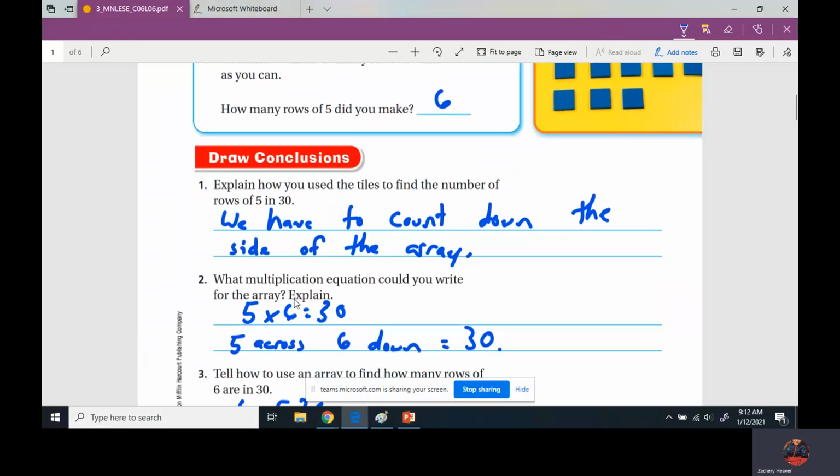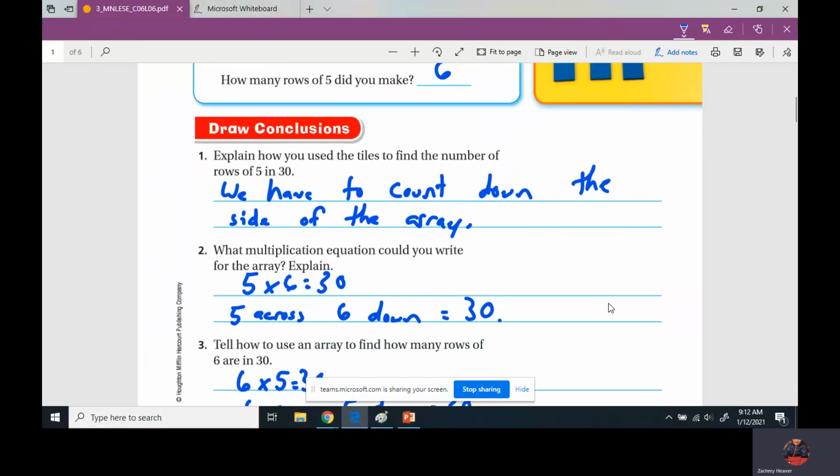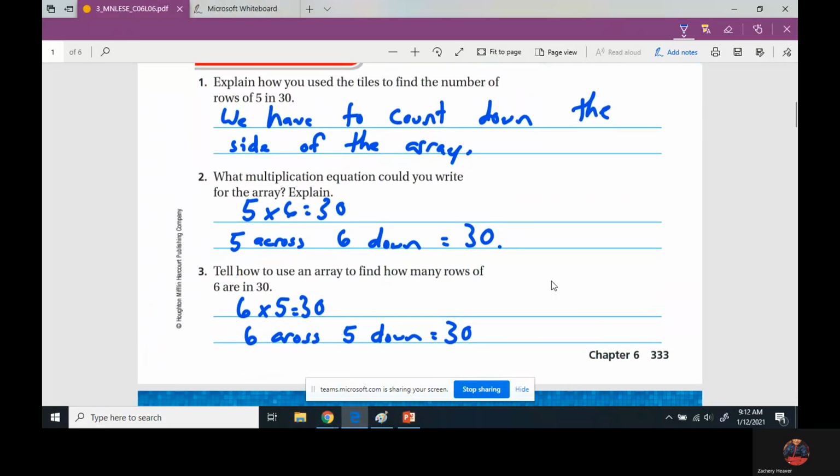What multiplication equation could you make? Well, that's simple. 5 times 6 equals 30. That's 5 across, 6 down, and we know that equals 30. And then if you want to do 6 rows in 30, it would just be 6 across and 5 down, because we know 5 times 6 and 6 times 5 are the exact same. That's called the commutative property, okay? 5 times 6 and 6 times 5 will always equal the same. I'll give you guys a quick second to copy that down.